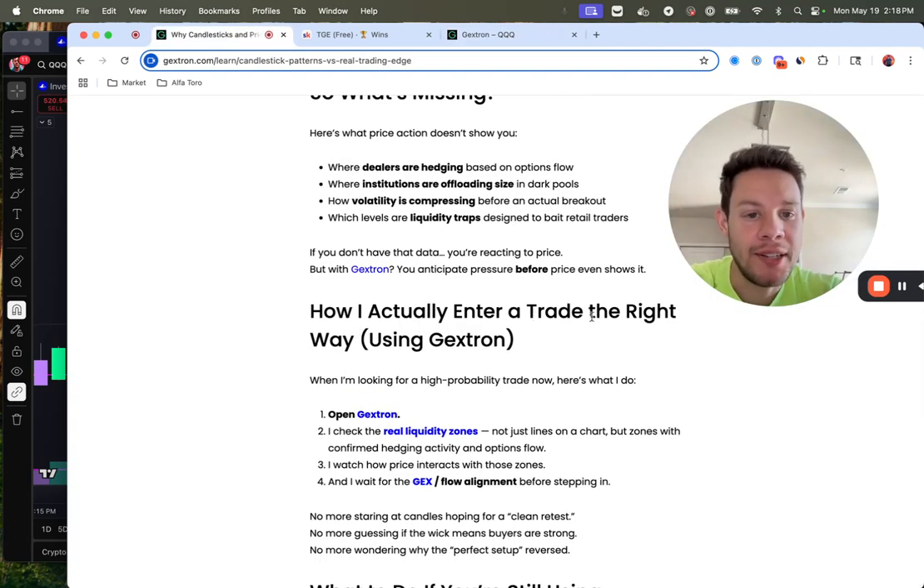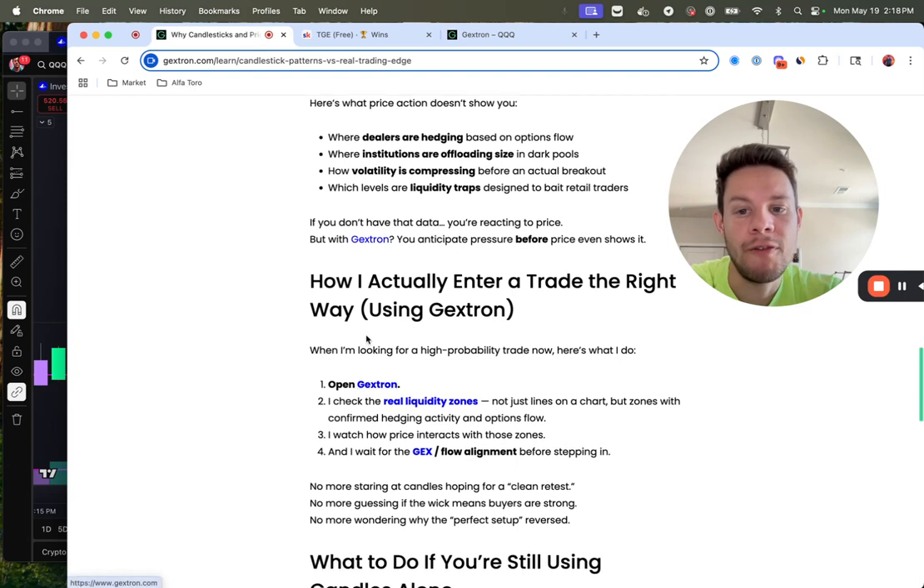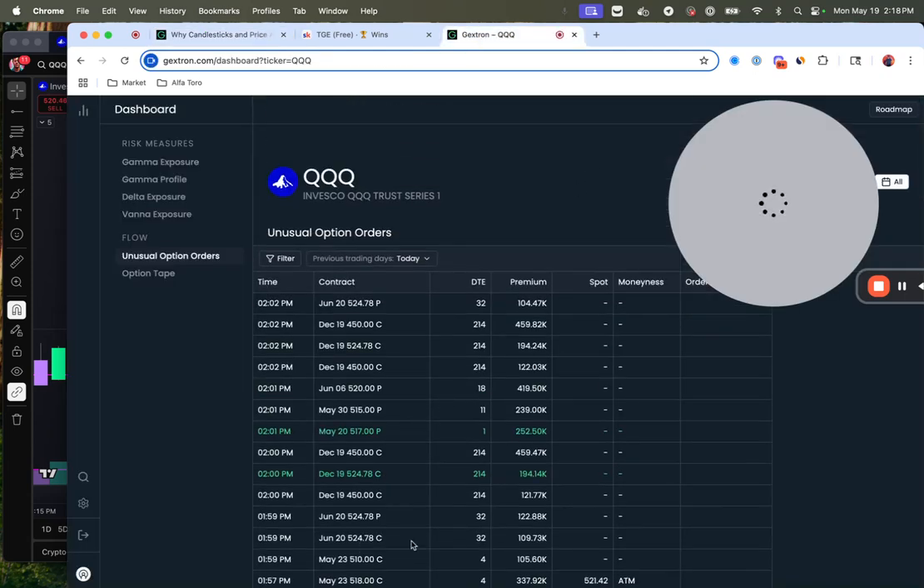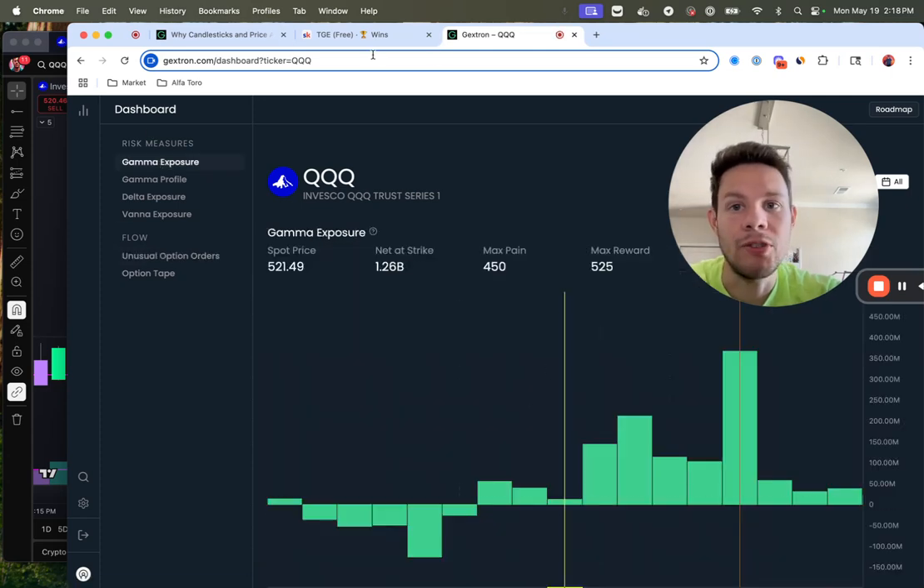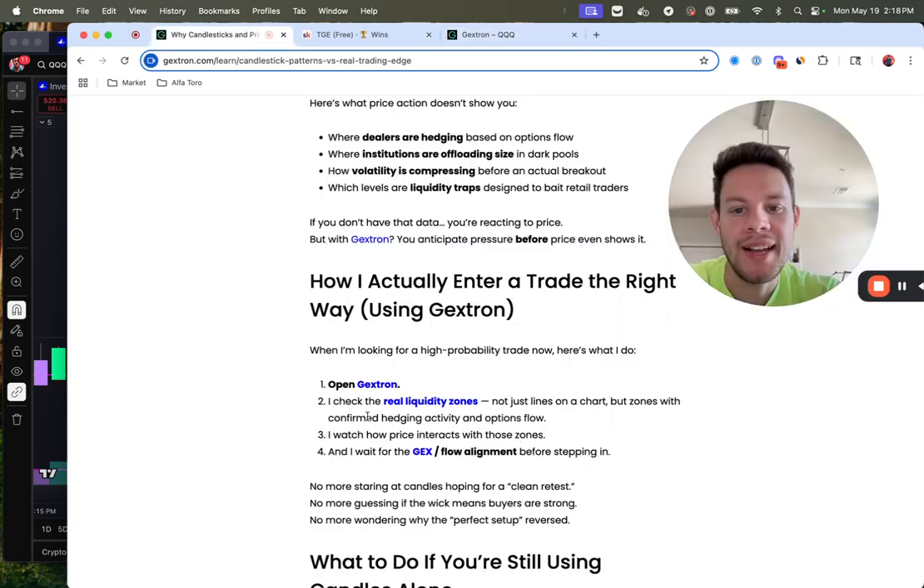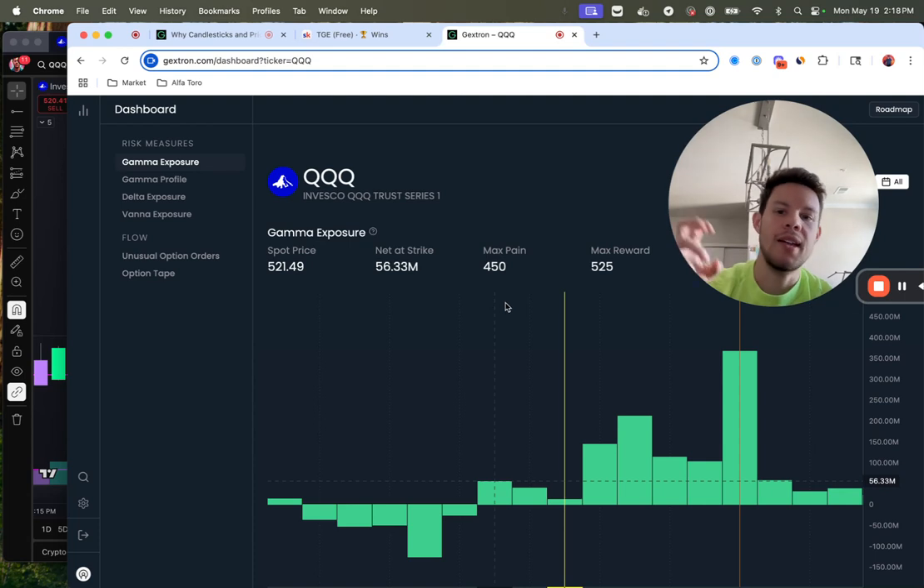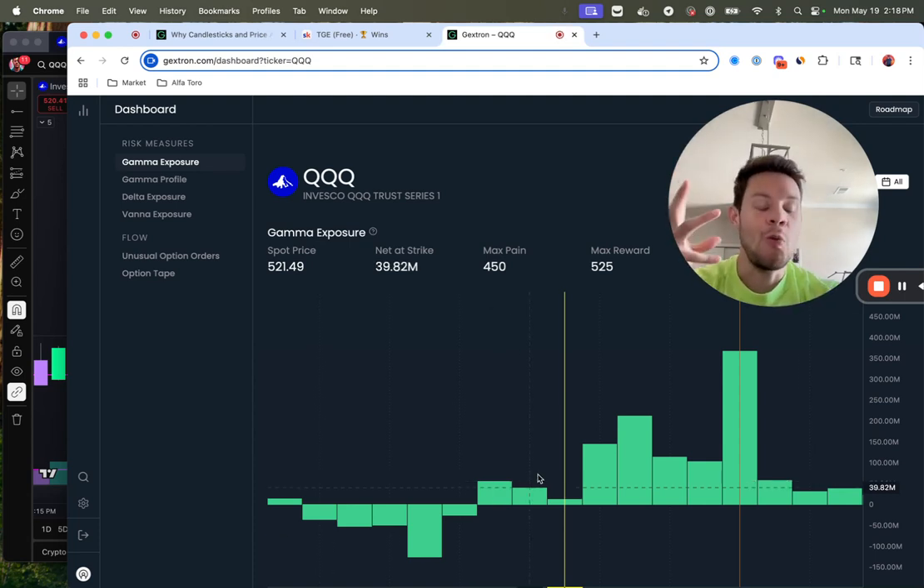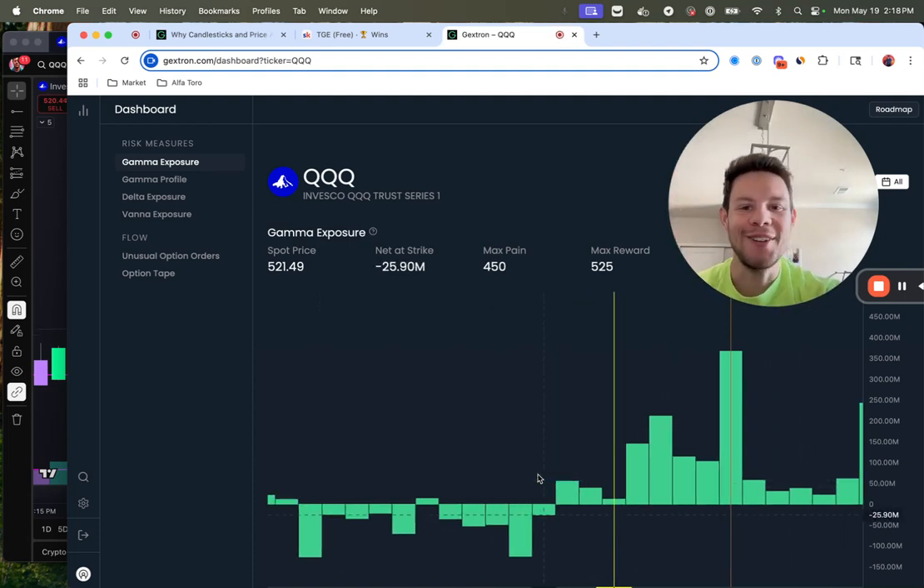So how I actually enter a trade right away using Gextron, right? First, when I'm looking for high probability trades, here's what I like to do. I like to open Gextron, okay? We like to see what's going on with the key levels, right? I check the real liquidity zones, not just lines on charts, but zones that have confirmed hedging activities. Gextron does it really simple, right? It's like, where are the tall bars? That's all you got to look for here.